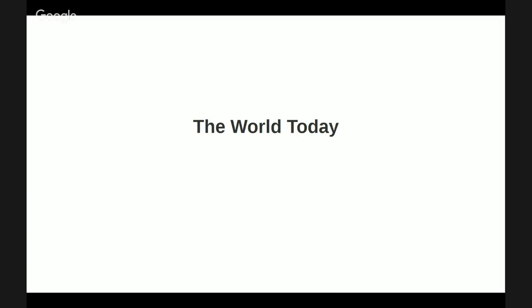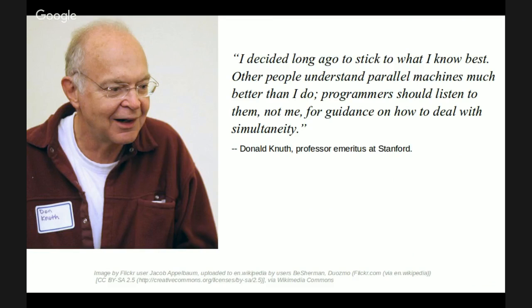So the world today is completely parallel. Nobody wanted it to happen, right? So I'll show you some illuminating quotes. This is Donald Knuth. He said, "I decided long ago to stick with what I know best. Other people understand parallel machines much better than I do. Programmers should listen to them, not me, for guidance on how to deal with simultaneity." So this is one of the main people in the fields of computer scientists, one of the most popular computer scientists alive today, and he's basically put up his hands and given up on parallel programming.